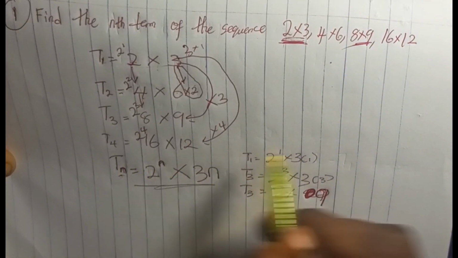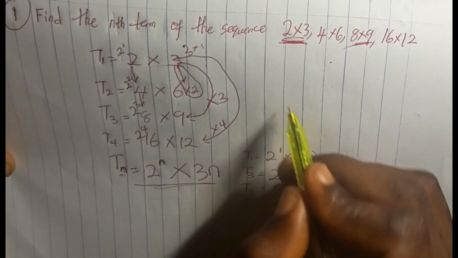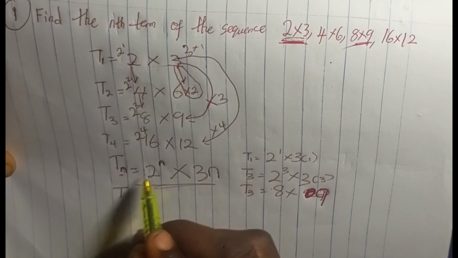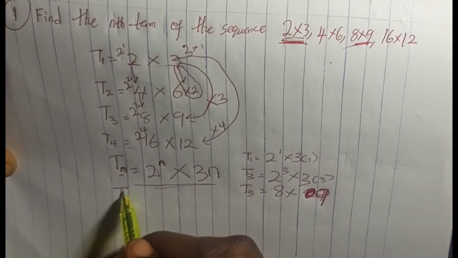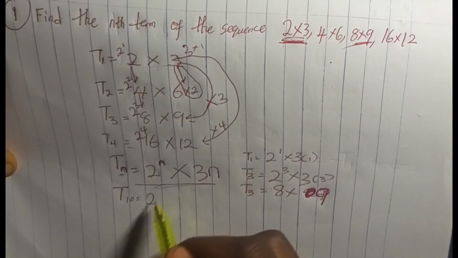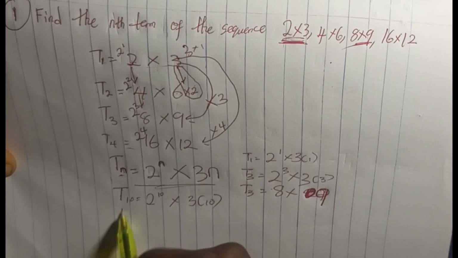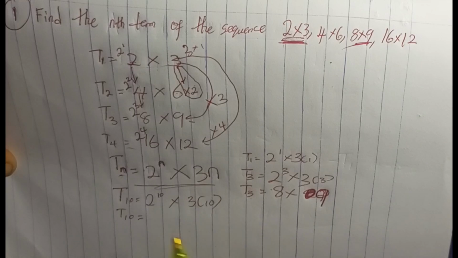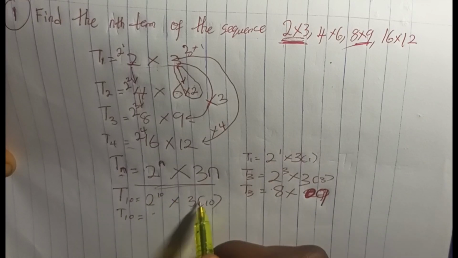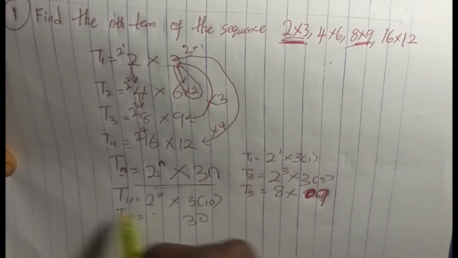So if you ask me now, what is T10? I know that this is the formula for this particular sequence. So I have that T10 is equal to 2 raised to power 10 times 3 times 10. So T10 will be what? What is 2 raised to power 10? You get the answer, times 30.